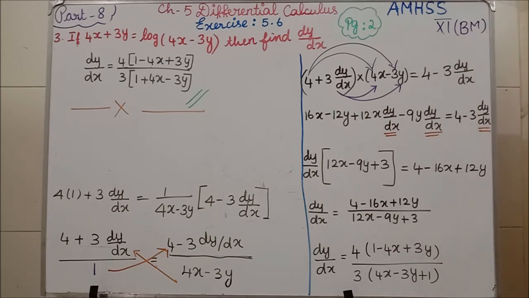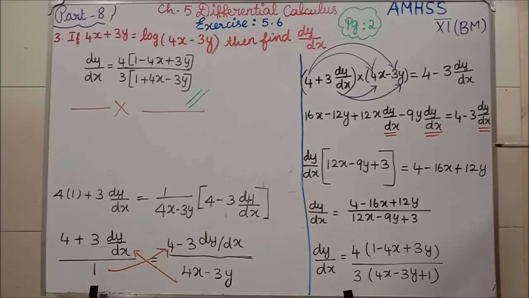Clear, students? With this, our exercise 5.6 is over. In 5.6, what have we learned? We have learnt about implicit function. Implicit function means we differentiate both x and y, step by step. Finally, we have to find dy by dx. Dy by dx we keep on the left hand side, and remaining all the values you bring to the right hand side. Then you find the final answer. That is the implicit function.